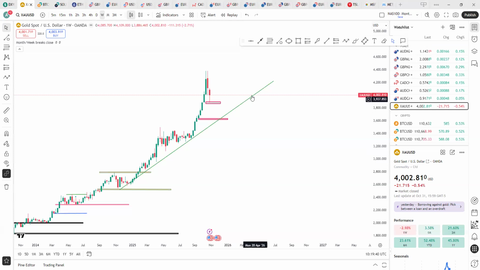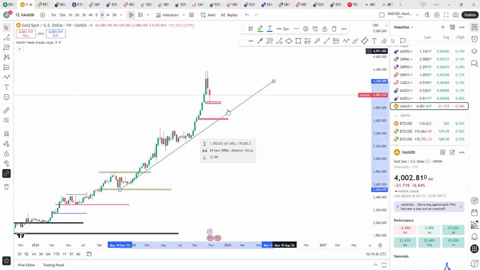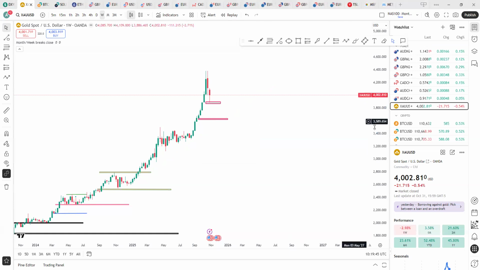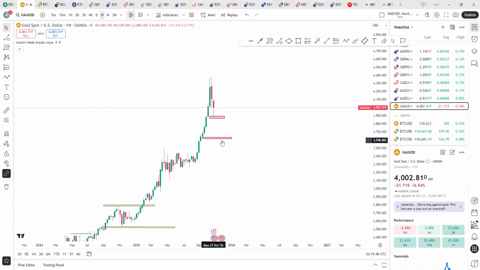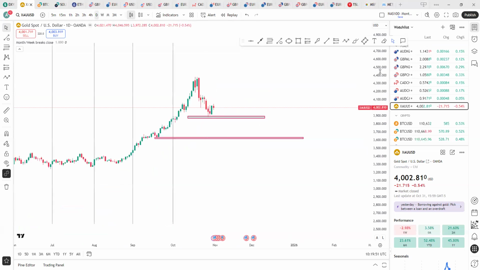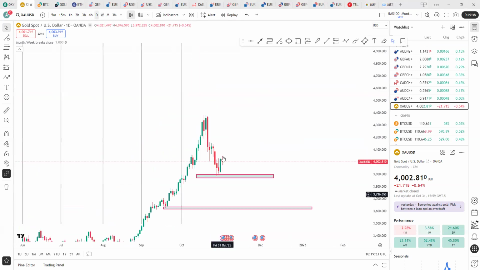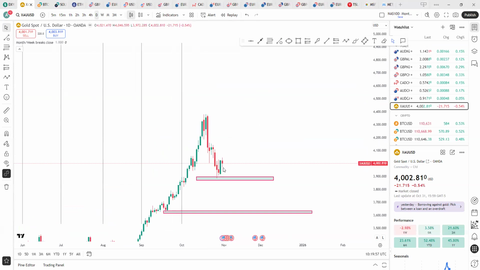However, if I see a further pullback to this zone, I will be very, very grateful, looking for an opportunity to buy. However, on the daily time frame, you see that we have formed something that looks like a bullish engulfing. That's on Thursday, and price is still parabolating around that zone.